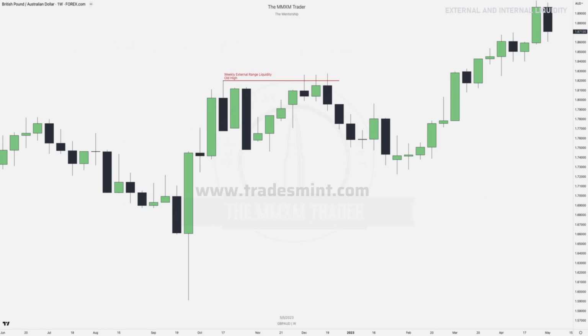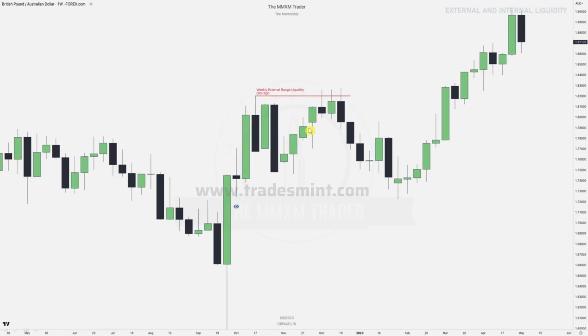All right, we've got a GBP AUD weekly chart over here. Again, let's look at it from here. Weekly external range liquidity has been taken. Where is your eye drawing to? Do we see any imbalances down here? Nope. Where do we see an imbalance? Right down here. So with that imbalance being present down here, this fair value gap, your eye should immediately go there for the next draw on liquidity.